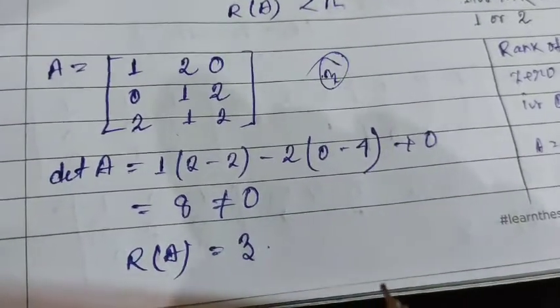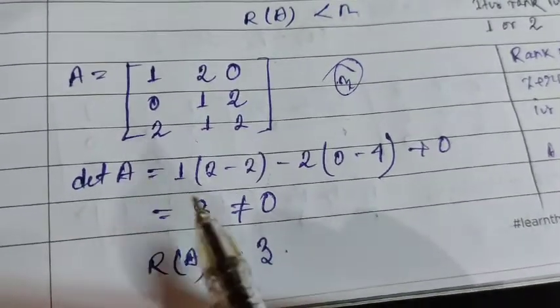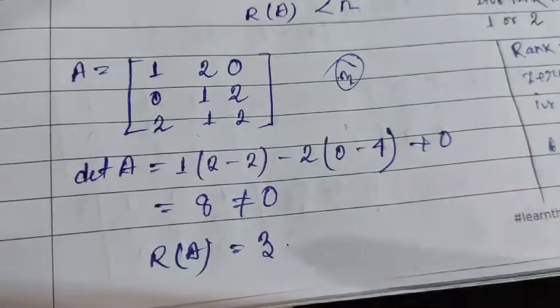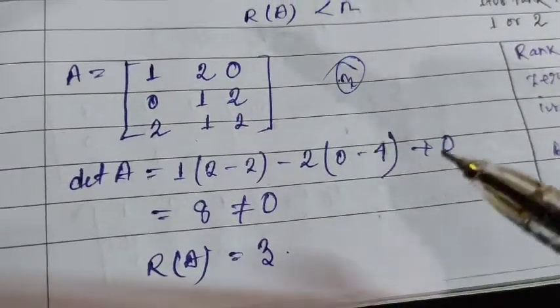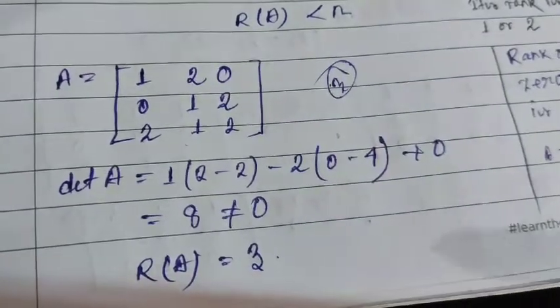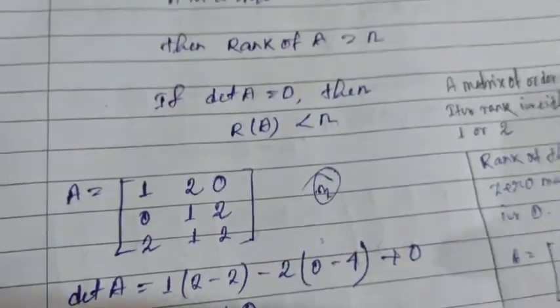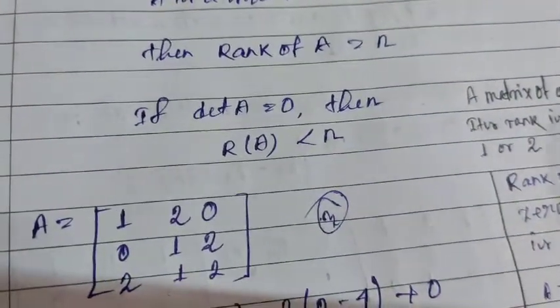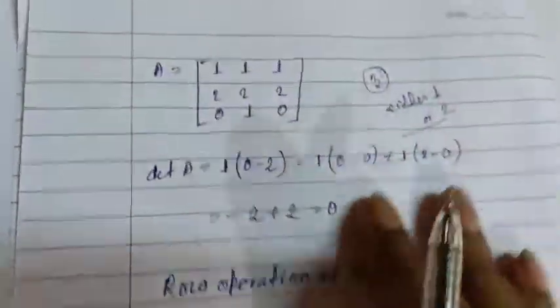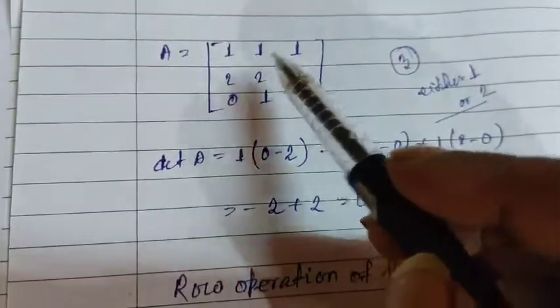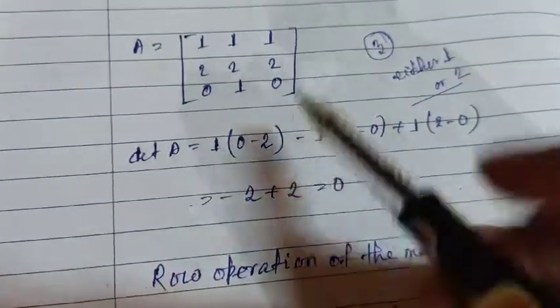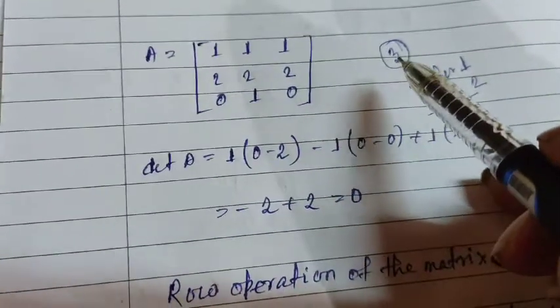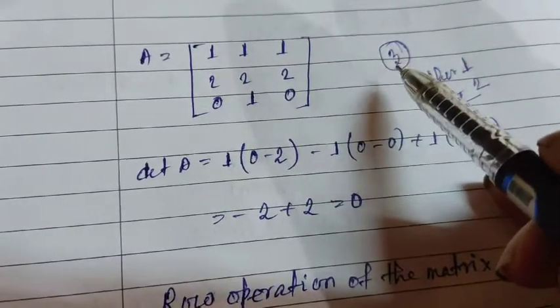And always remember one thing: if the determinant value of a square matrix is not equal to 0, then the rank of the matrix is equal to the order of the matrix. So now the question is, if the determinant is equal to 0, how can we find the rank of the matrix? So let's see. Here we consider one matrix, A is equal to [1 1 1; 2 2 2; 0 1 0]. See here the order of the matrix is 3.